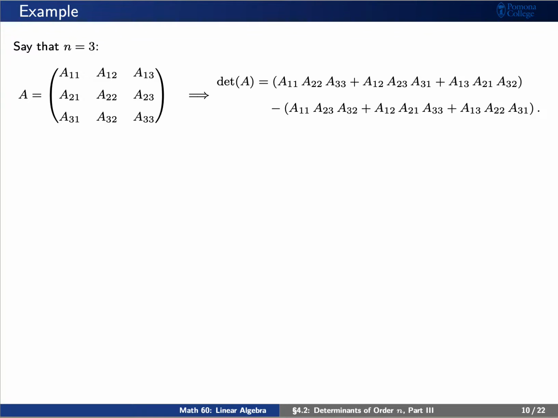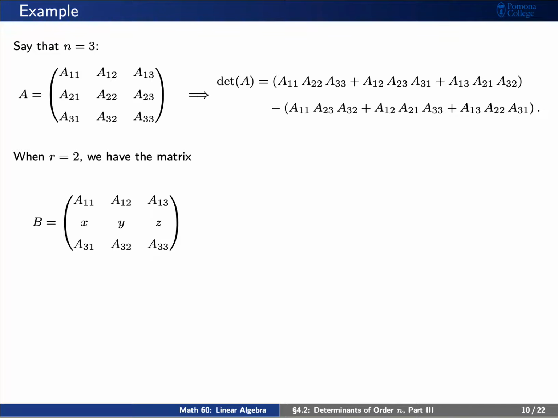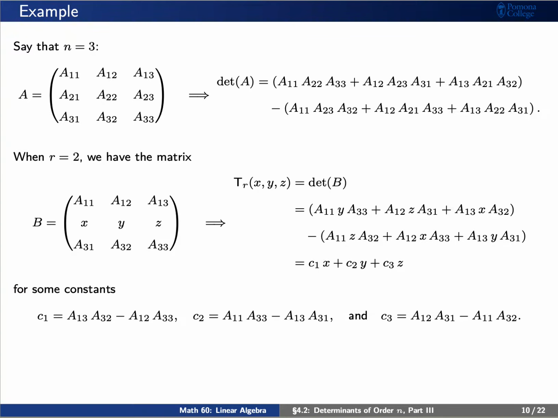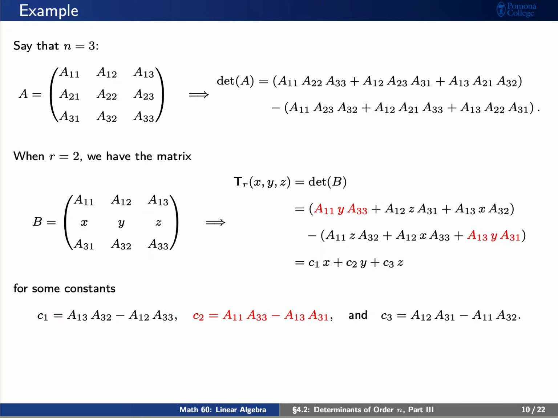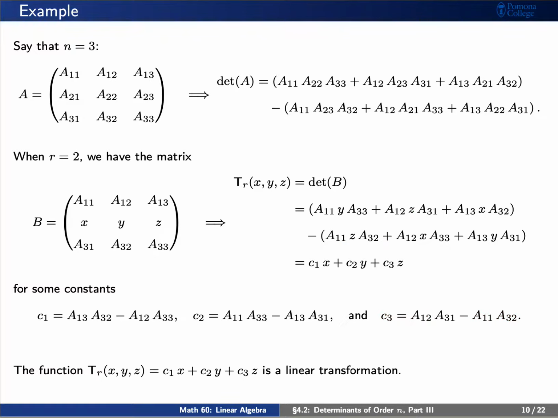Here's an example of this idea. Let's say that n is equal to 3, so that we have the determinant of a 3 by 3 matrix. When r is equal to 2, we have the following 3 by 3 matrix where we've replaced the second row with the vector x, y, z. We can now compute the determinant of B, and we'll call this our function t sub r in terms of the variables x, y, and z. We see that we can combine like terms together to see that t sub r is c1 times x, c2 times y, and c3 times z. This means that our function t sub r is indeed a linear transformation.